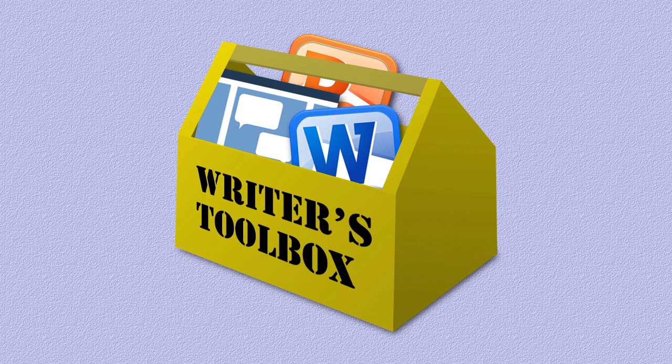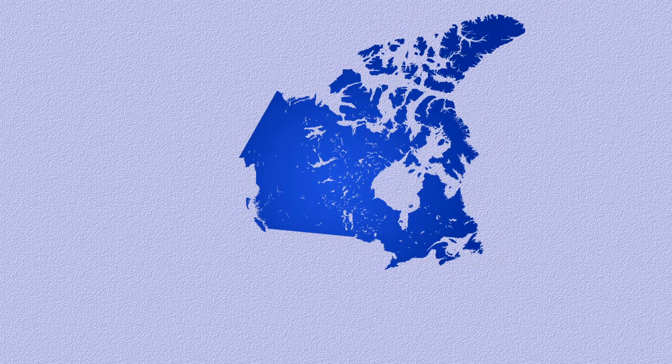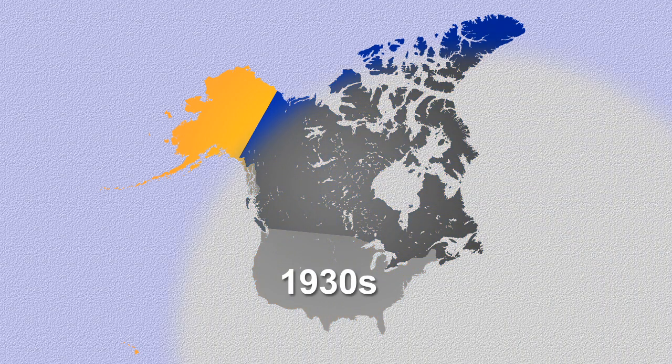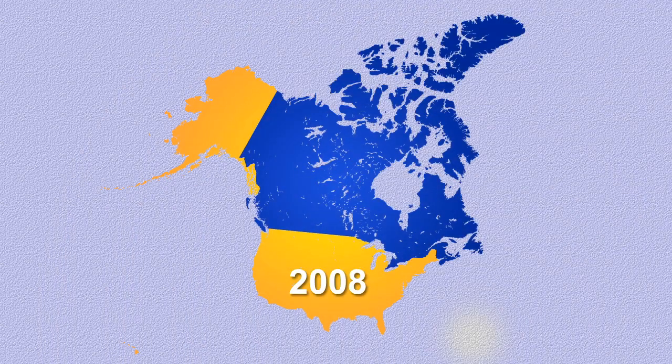Before we examine the tools in our writer's toolbox, let's make sure that we know what a comparative paragraph is. A comparative paragraph compares two objects. For instance, a writer could compare positions on an issue, like responses to gun laws in Canada and the United States, facts, like the percentage of the population that is unemployed in Hawaii and Iowa, events, like the Great Depression of the 1930s and the Great Recession that started in 2008.